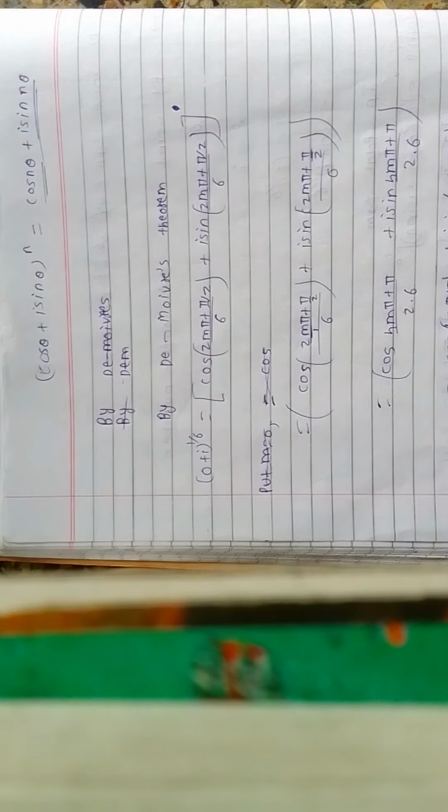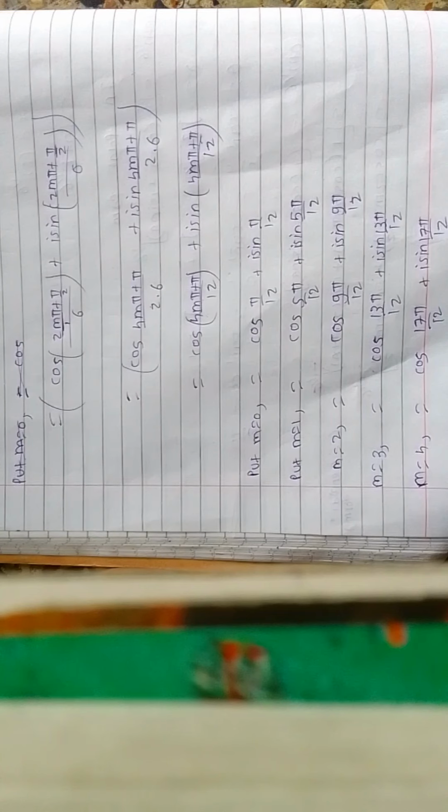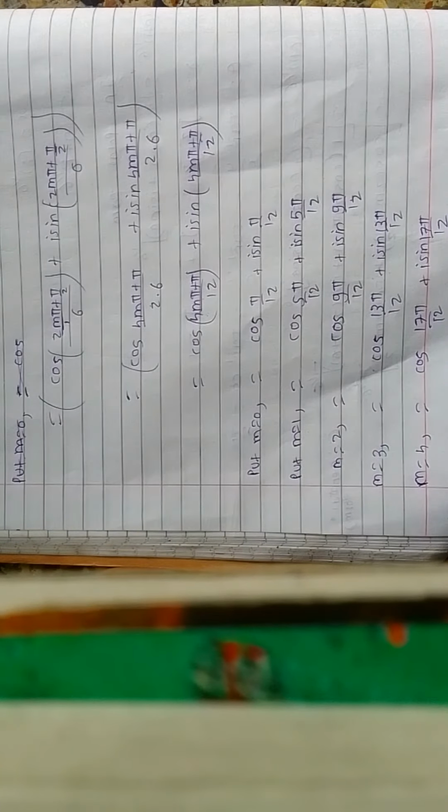Then we have to put the values of m, that is 0, 1, 2, 3, 4, and 5. And one more important thing is that if our power is 1 upon n, then we put the value of m up to n minus 1.